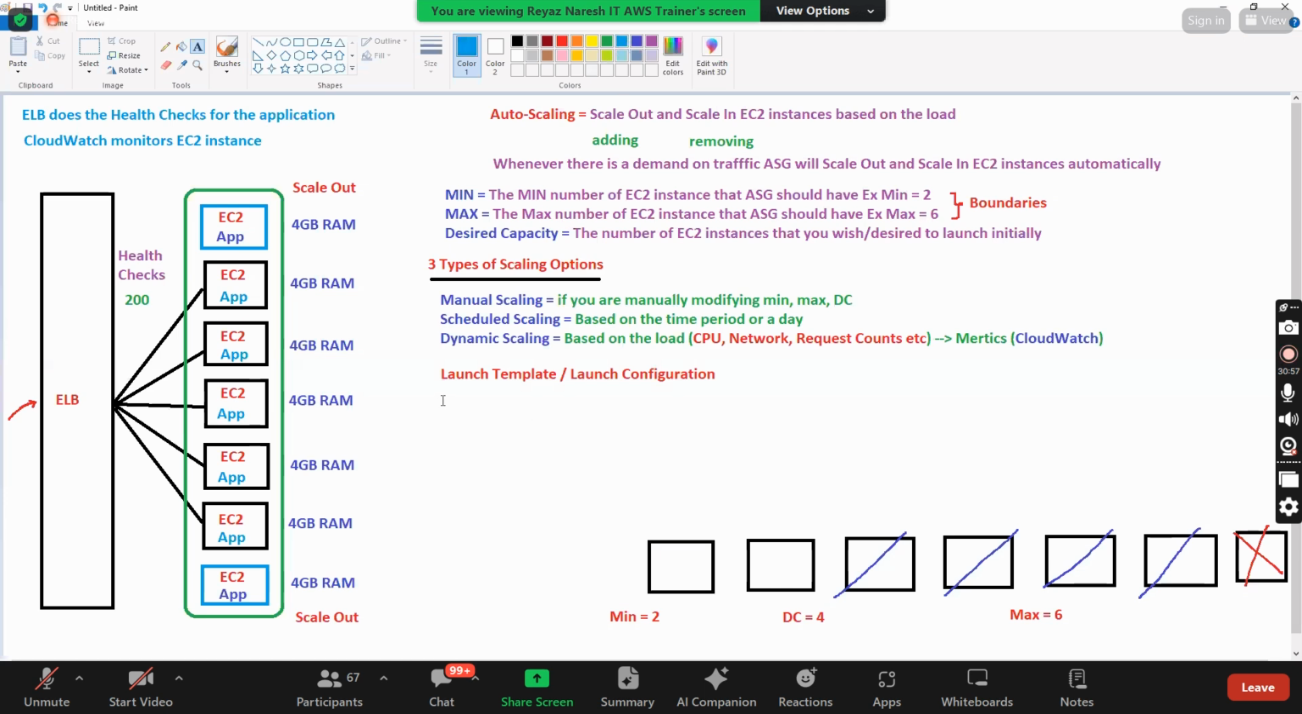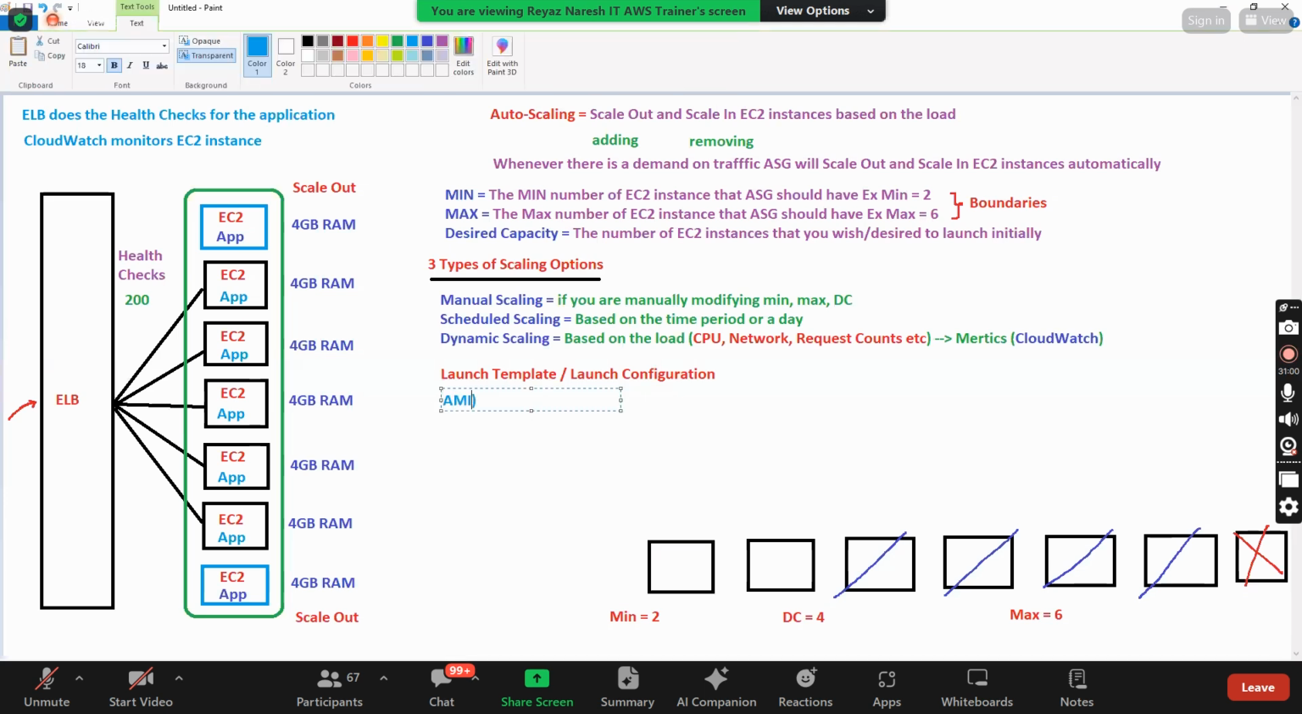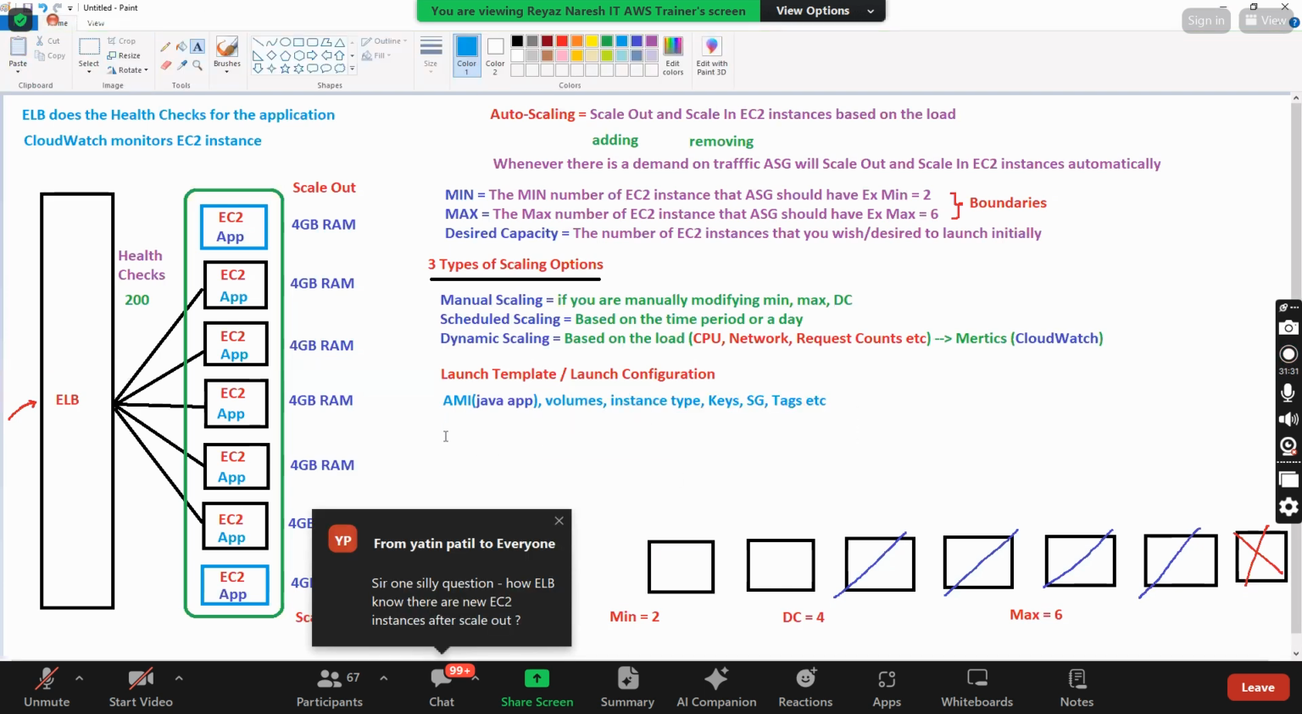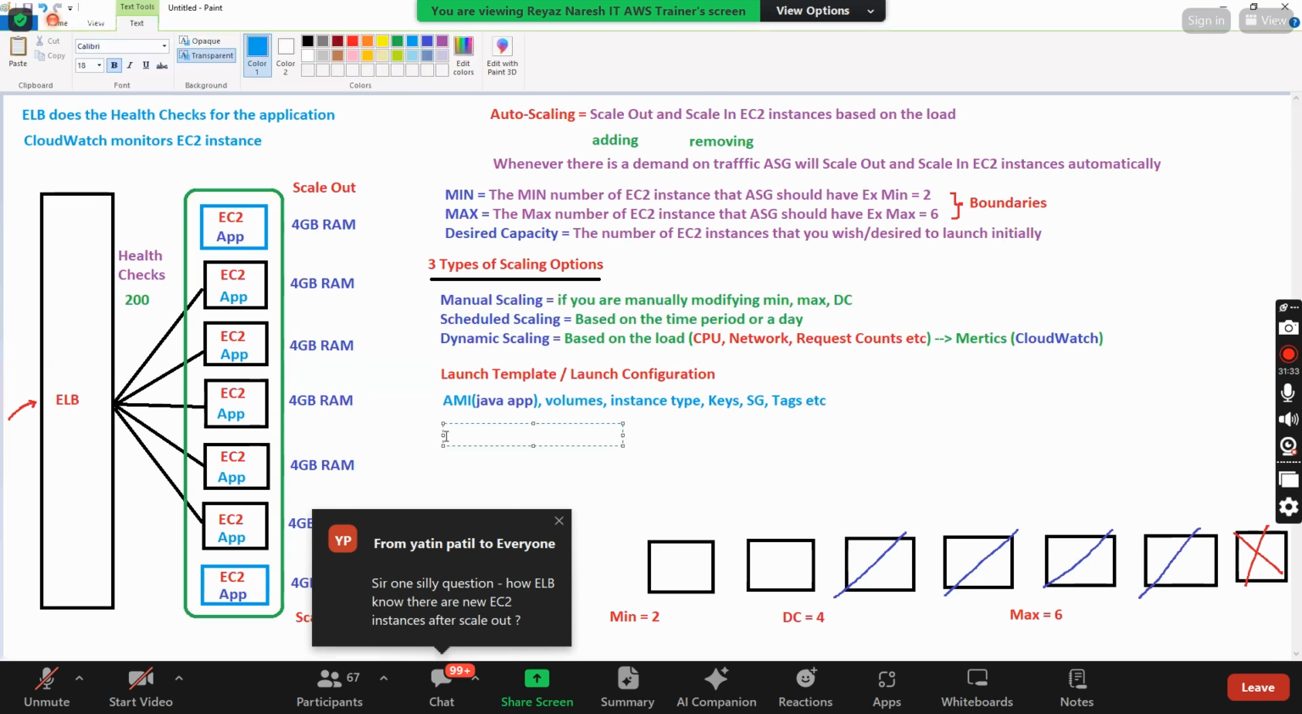Tell me, what are the things that we need to keep? We need to use an AMI, no? In that AMI, can I put my application? Can you put your application if required? Yes. And what else can you put? AMI, volumes, instance type, key, security group, tags, etc. All this information you put in the launch template. Using this, the auto scaling group will launch the EC2 instances.